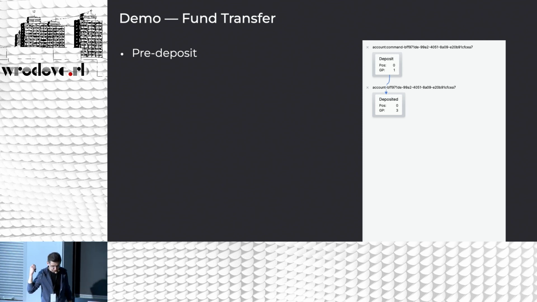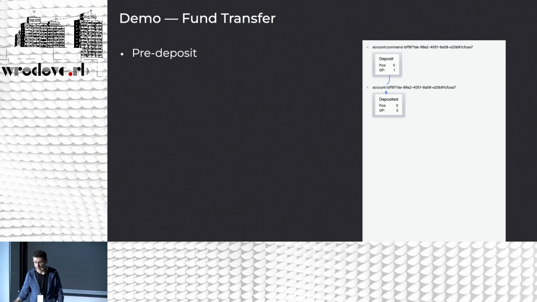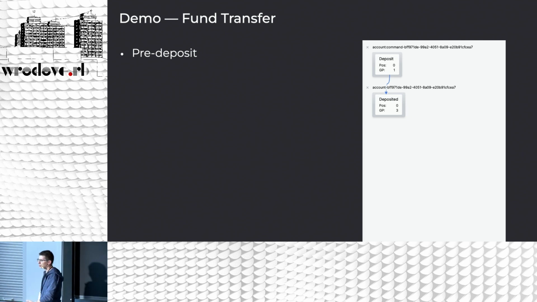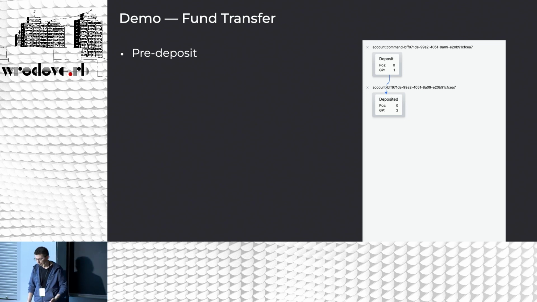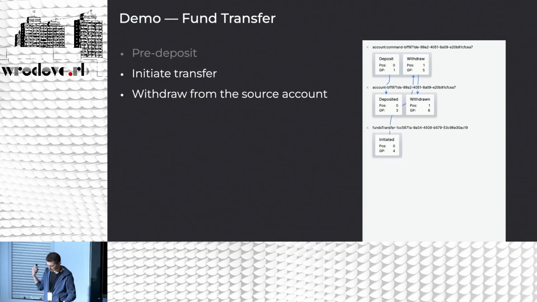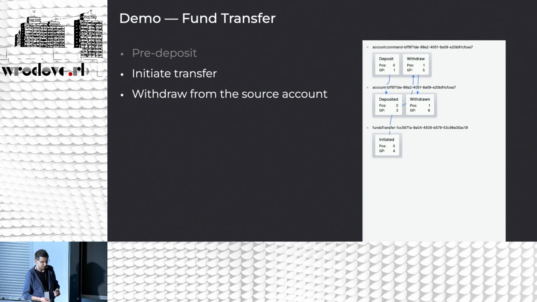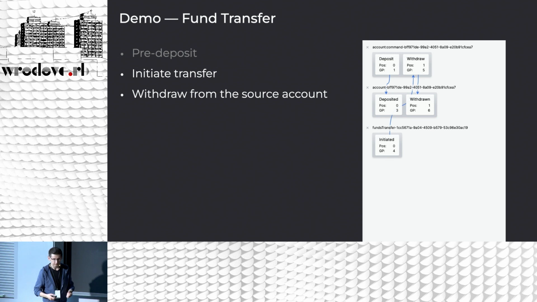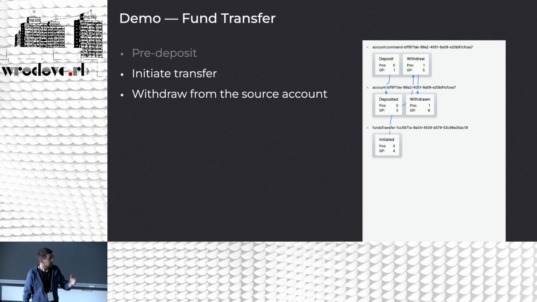We have an account. We issue a command called deposit. It has deposited. Awesome. Then we issue a command to our fund transfer saying, hey, transfer me some money. I didn't put the command in here for the sake of clarity, but we initiate this transfer, and the first event that comes out of it is not funds transferred. It's not as simple as this image, but our process is initiated. So the first event in the fund transfer stream is called initiated.